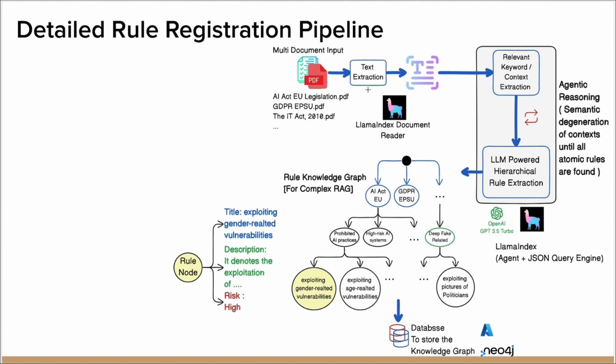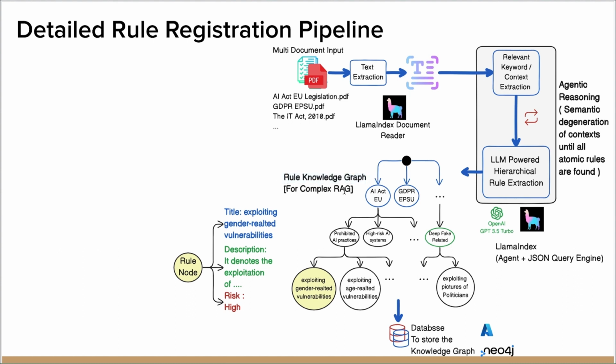Here the PDFs will go to the LlamaIndex document reader, and the text extraction will be done. Then the texts will go to the agentic reasoning part, where the relevant keywords and the context will be extracted, and it will be followed by LLM-powered hierarchical rule extraction. Agentic reasoning pipeline is basically a semantic regeneration of context until all atomic rules are found. It means that the rules cannot be further regenerated. The entire context and all rules and prohibitions will be converted into the knowledge graph based upon their interrelations.